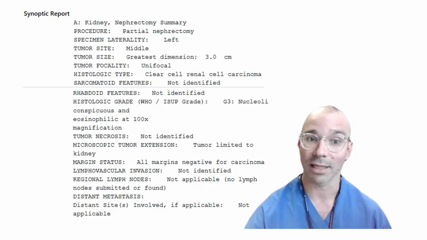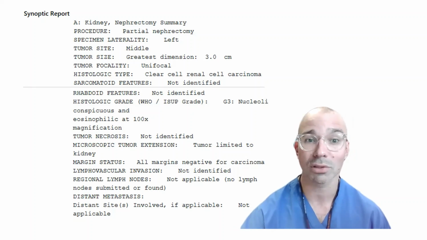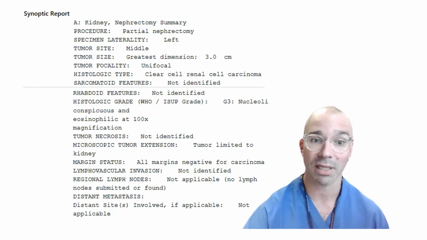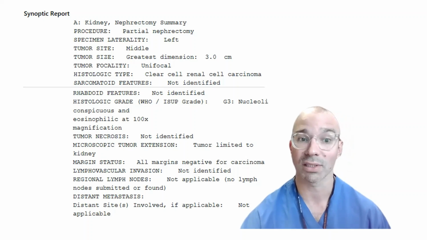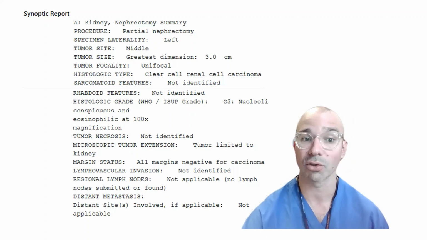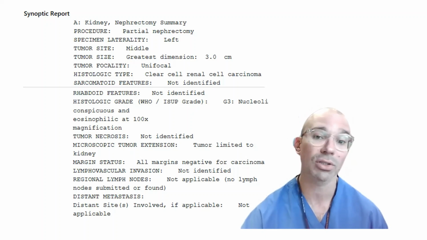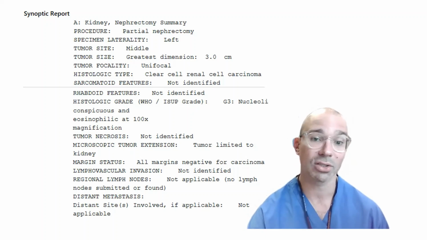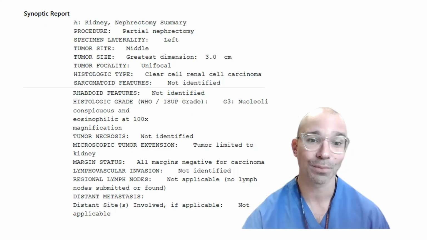Once again, it lets you know that it was a partial nephrectomy, so just the tumor was removed on the left side. Greatest dimension was 3 centimeters. Focality says that only one tumor was removed. It tells you the histologic type, once again clear cell renal cell carcinoma. This will tell you exactly what the tumor was.